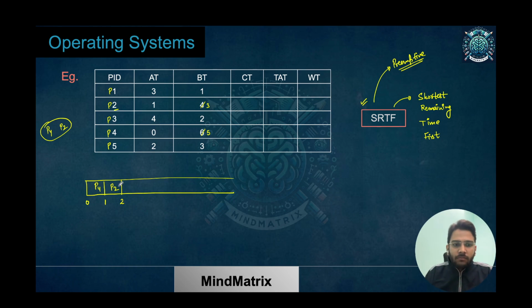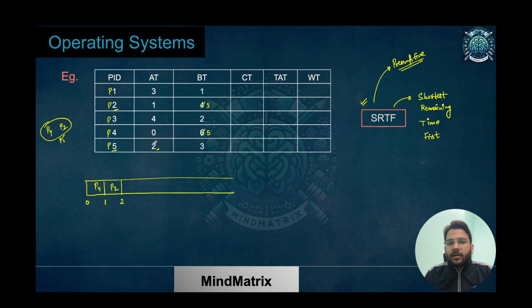Okay. So at 2 units of time, now you can see P5 has also arrived. So we have P5 now as well. Clear? Now again, we need to compare the burst time of these 3 processes, P4, P2, P5. P2 is having 3, P4 is having 5, P5 is having 3. So both P2 and P5 are having 3 units of burst time. So in case of a tie, always prefer what? Always prefer the arrival time.